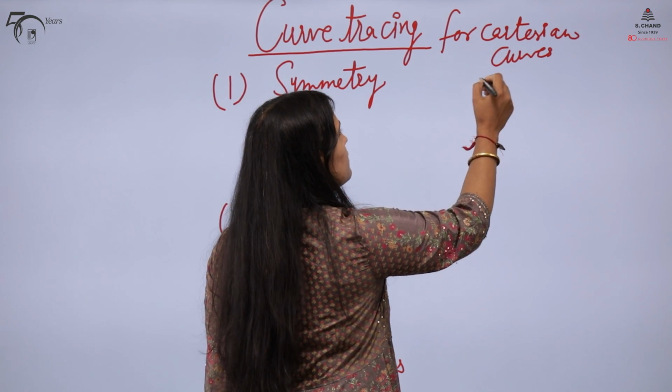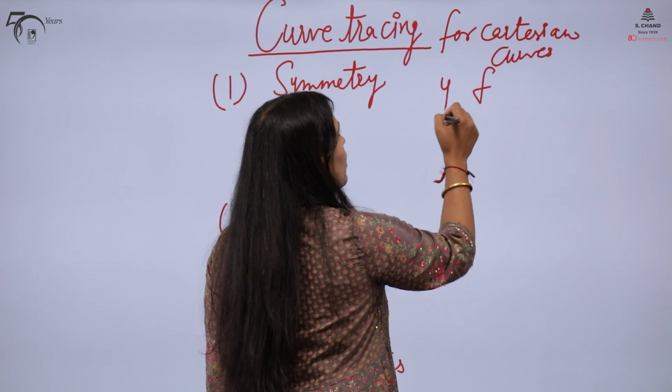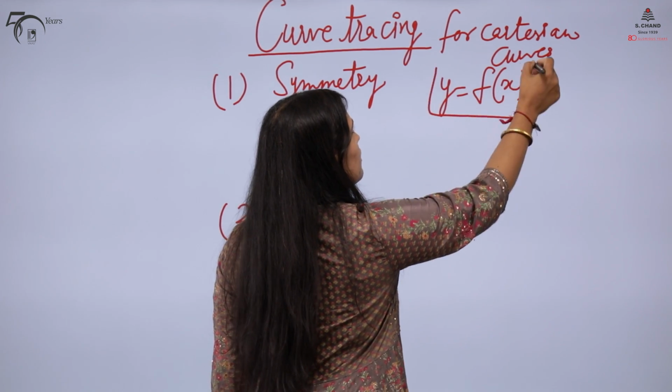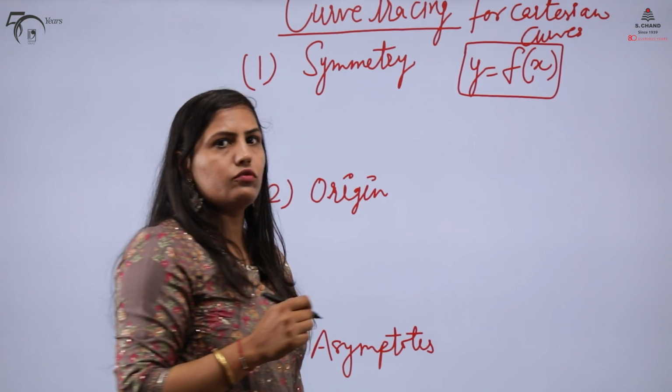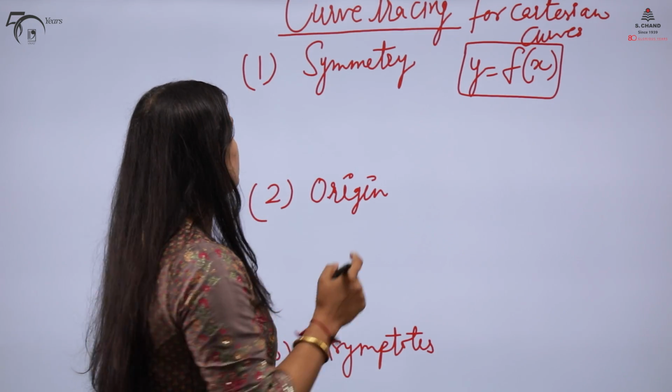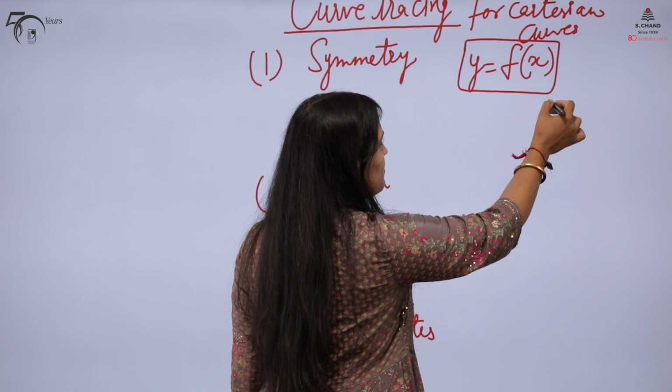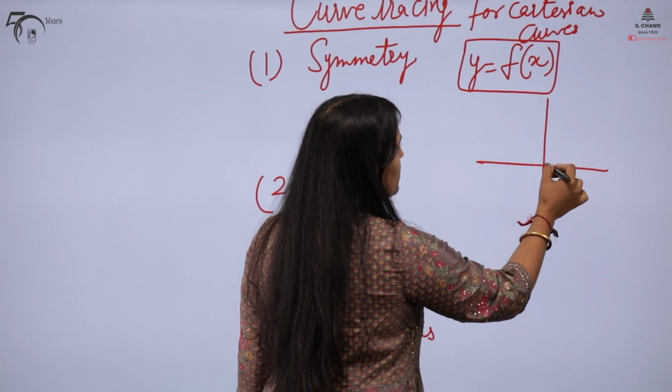So your curve is of this form, y is equal to f(x). This will be the form of the curve. This type of curve we'll be learning how to draw in this lecture. So the very first thing is symmetry. What does symmetry mean? Symmetry is this.